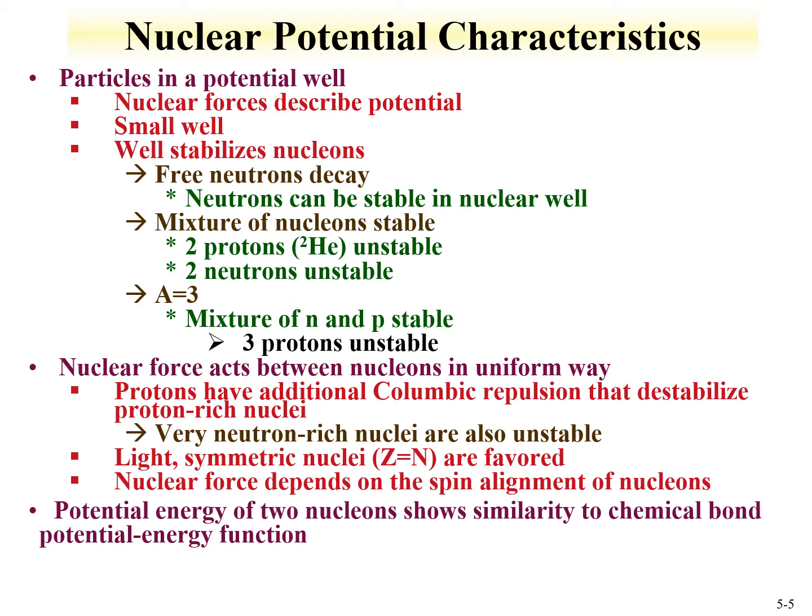So that's why when we get more proton-rich nuclei, we tend to have excess neutrons to help minimize this Coulomb repulsion. So at low A isotopes, these light isotopes, symmetry is favored, where the number of neutrons is approximately equal to the number of protons. As we go higher, this isn't true. In some respects, the potential energy of 2 nucleons that can be unified in this potential is similar to some chemical bond potential energy functions. So that can actually be used as a model to help describe the behavior of nucleons in a potential well.